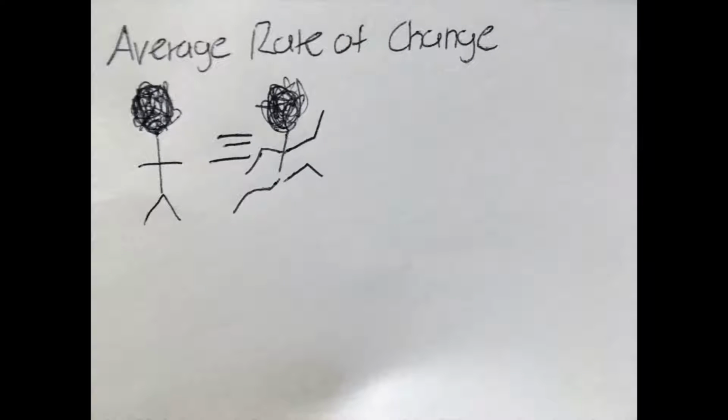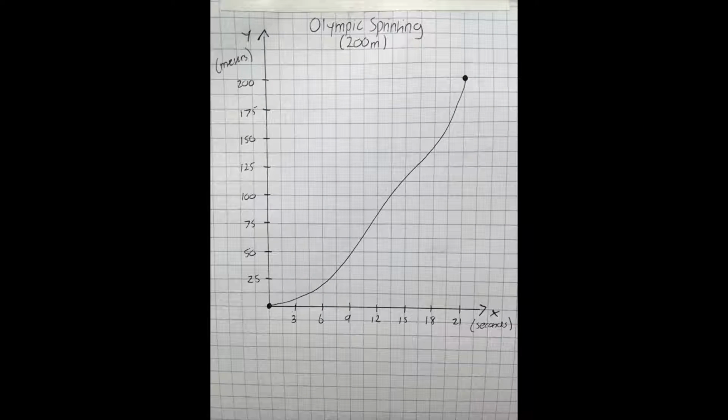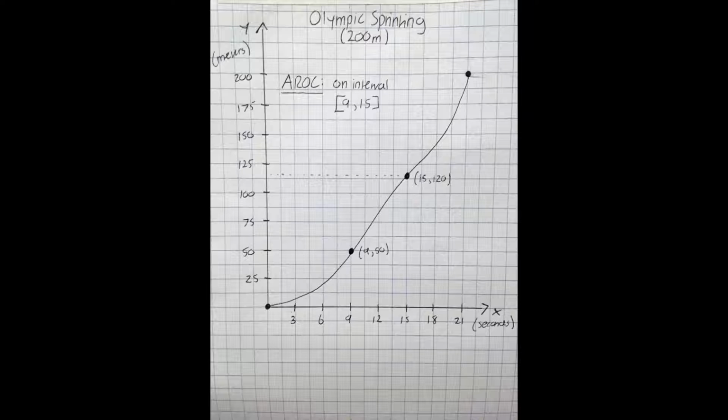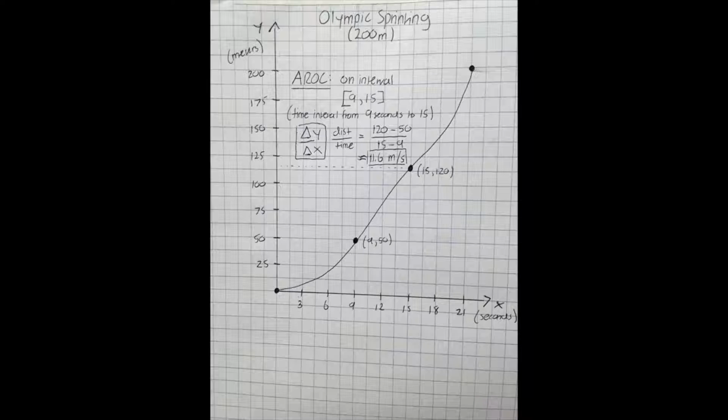So now, how would you find the average rate of change if someone went from standing to sprinting to flying? Let's take a look at an example with Olympic sprinting in the 200-meter. Find the average rate of change on the interval 9:15. Remember, it's a change of distance over time, which is your y over your x-axis. I'll pause the video if you want to try to figure this out. Once you've solved it out, you see that we can get 11.6 meters per second as the average rate of change between the 2 points.